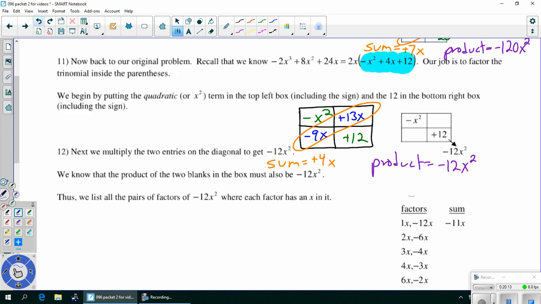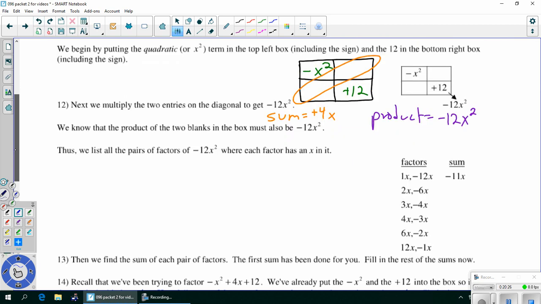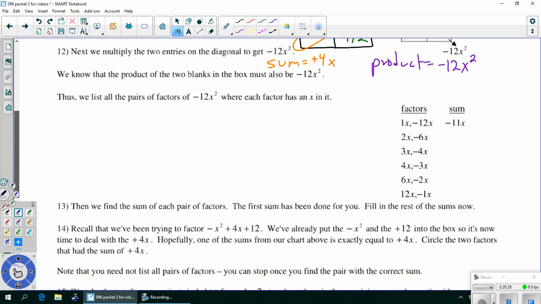Okay, so how many things add up to 4x? How many pairs of things? Well, a lot. Infinitely many. And I don't have time to check them all. So we're not going to start with the sum. We're going to start with the product. We're going to start listing things that multiply to negative 12x squared. So this again is typed out on the side, but let's ignore it and just create it from scratch here. Looking for two factors that have the right product, negative 12x squared.